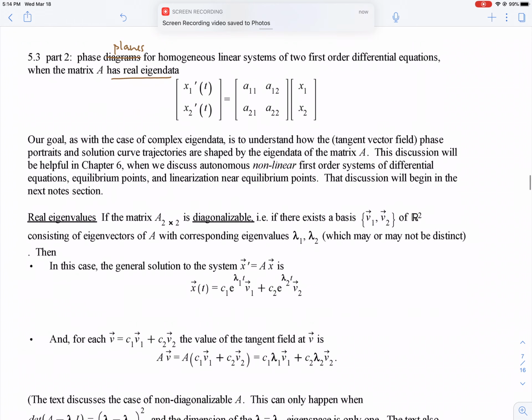So our goal is analogous. We're trying to understand how the eigendata affects the shape of the solution curves. And in the case of real eigendata, it's much more explicit than it was in the case of complex eigendata. And we will focus in this discussion on diagonalizable matrices. And remember from linear algebra, when your eigendata is real, that means that you have a basis of, in this case, R2 made out of eigenvectors of A.